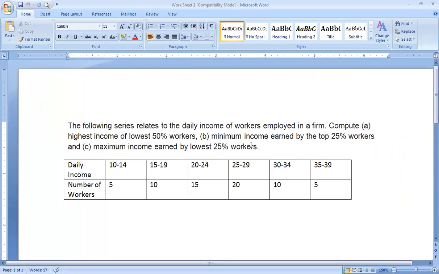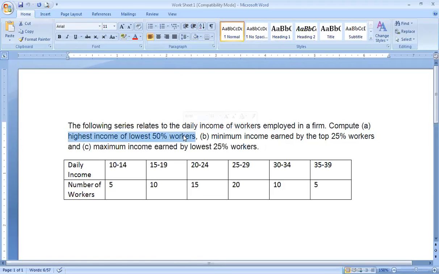The following series relates to the daily income of workers employed in a firm. Here we need to identify three different parts. First, the highest income of the lowest 50% of workers; second, the minimum income earned by the top 25% of workers; and last, the maximum income earned by the lowest 25% of workers. Can you remember that? So here we need to identify that 50% is the lowest income, that is, the highest income of the lowest 50% of workers.